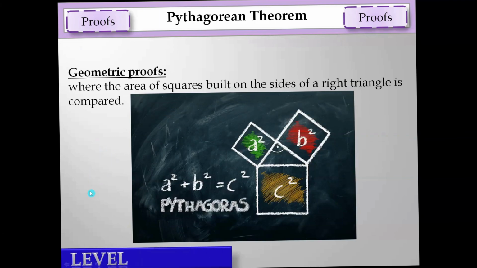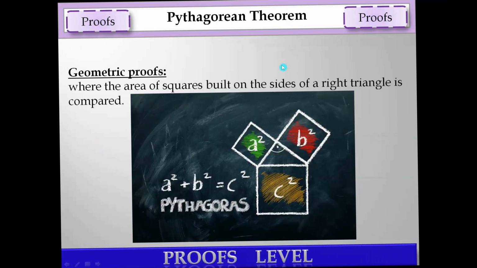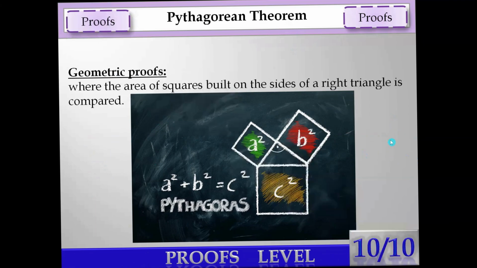It's ridiculous how many proofs there are for the Pythagorean Theorem. The Pythagorean Theorem might actually be one of the most proven theorems of all. It has the proof level of 10 out of 10.